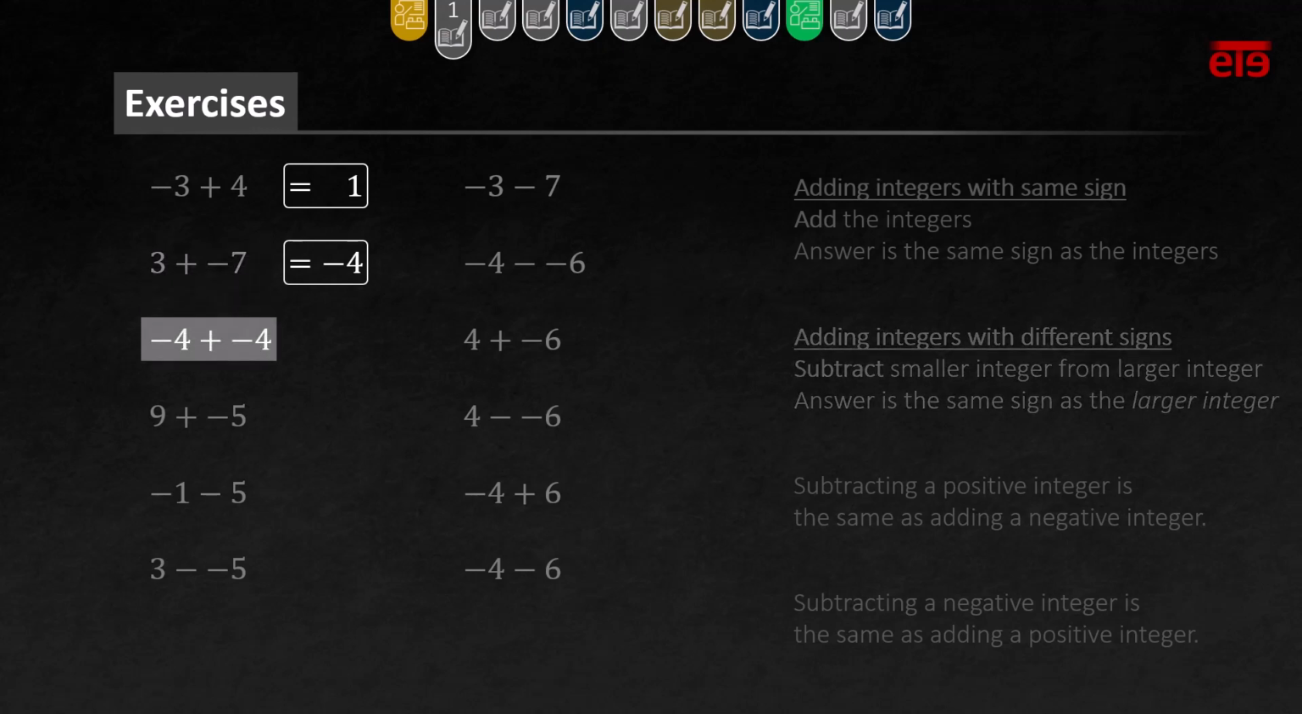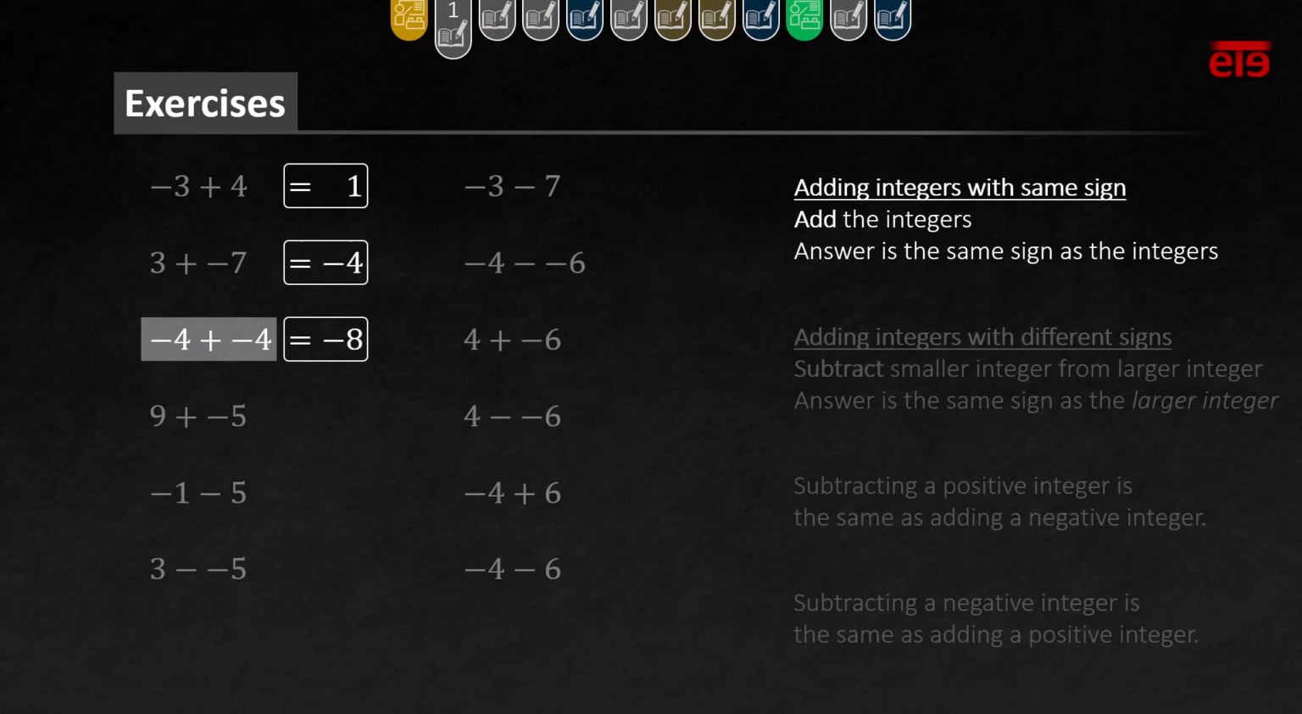-4 plus -4 is like adding integers with the same signs. 4 plus 4 is 8. Adding negative integers will give the negative answer, -8.